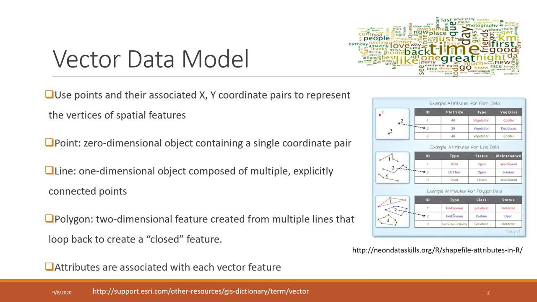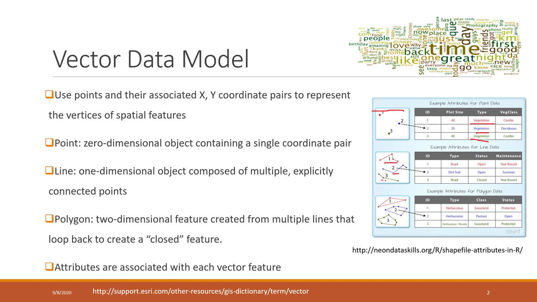Okay, and we have seen this table before. So those are the three types of vector data. Point, those single points. They all have coordinates, and you also have those non-spatial information.